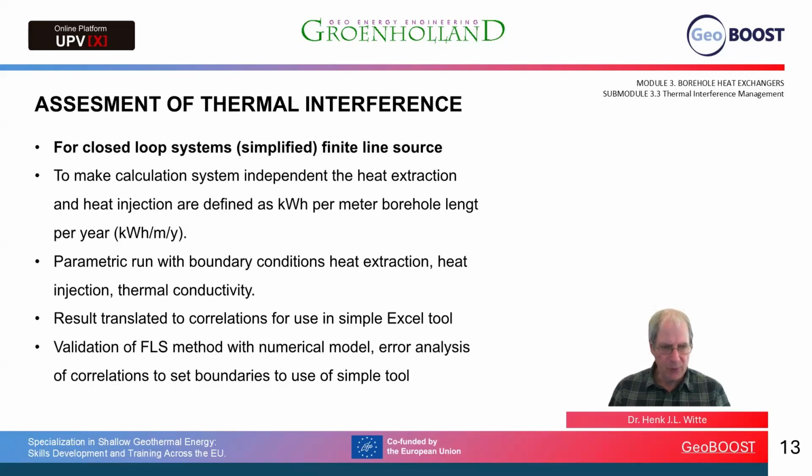We did a parametric run with different boundary conditions with regard to heat extraction and heat injection rate and with regard to total length of the borehole. And from this parametric run with boundary conditions, we had almost 2,000 different solutions. From these solutions, we extracted correlations that we can enter in an easy way into an Excel tool that is then used to do the calculations very, very rapidly. The basic FLS finite line source methodology was further validated with a numerical model because we do it slightly differently than in a normal design procedure, and the error analysis of the correlations is used to limit the boundaries for this simple tool.